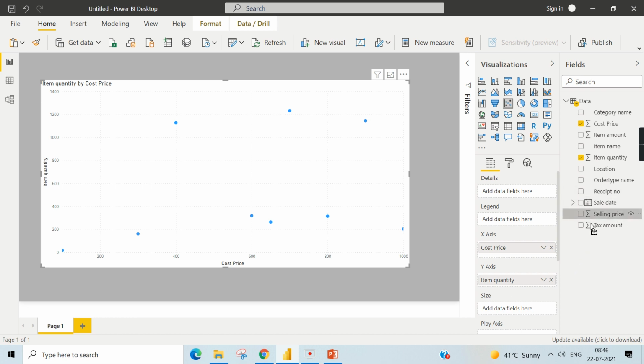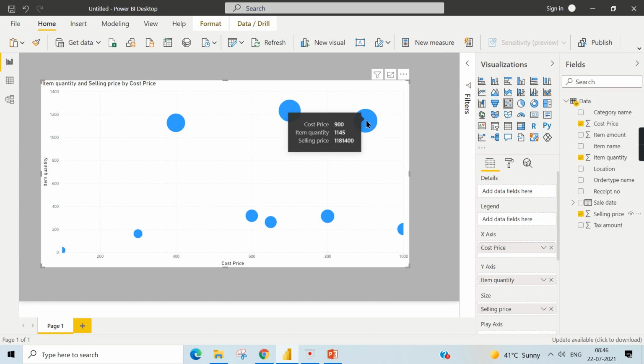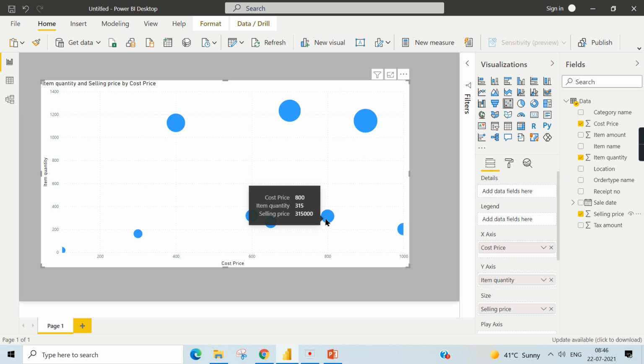Now I can introduce the selling price over here, so that my bubble size will increase. So what does it indicate? For the cost price 900, there are 1145 products sold. The total selling price is this. So based on the selling price, my bubble size also increases. The size of the bubble indicates that the more the selling price, I mean to say the total is more. Here it is less, 3150, compared to this, so that is why it is a small bubble.